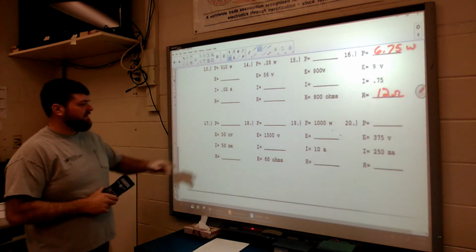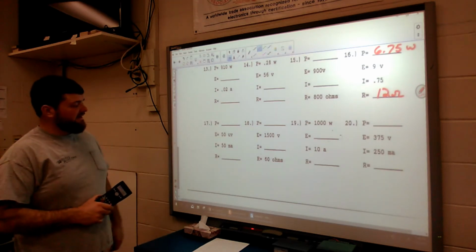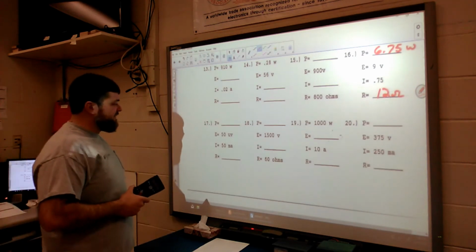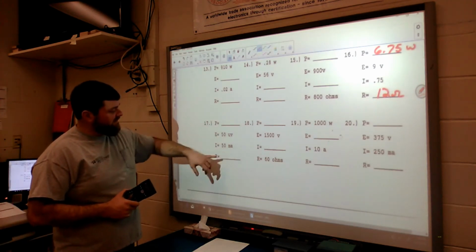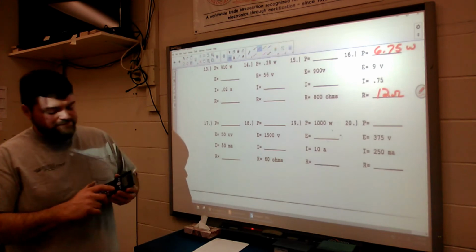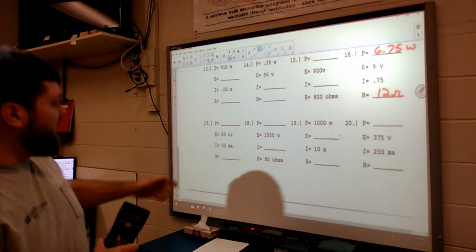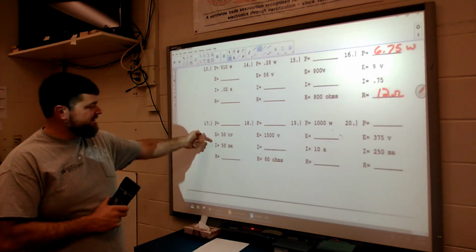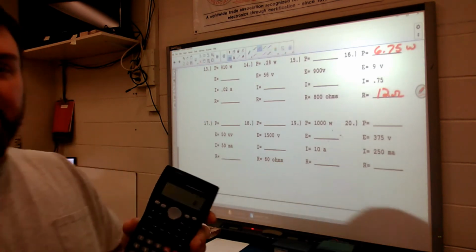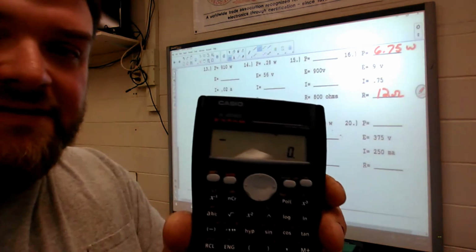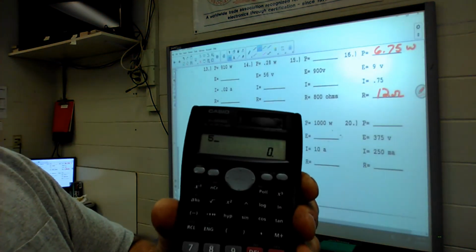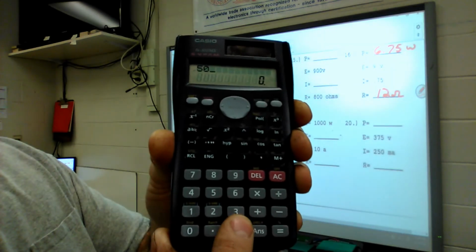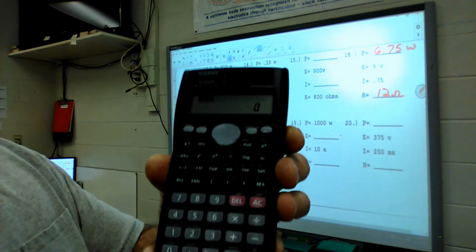Actually, you know what? This one's got micro and milli in it. Let's do those, because I know that's always the problem, is these prefixes. So if we have 50 microvolts, 50 milliamps, we need to multiply to get power, right? P equals E times I. So let's put it in this way. We can see this. We're going to put 50. Remember, that's the EXP button, right down there. Exponent. And micro is -6.